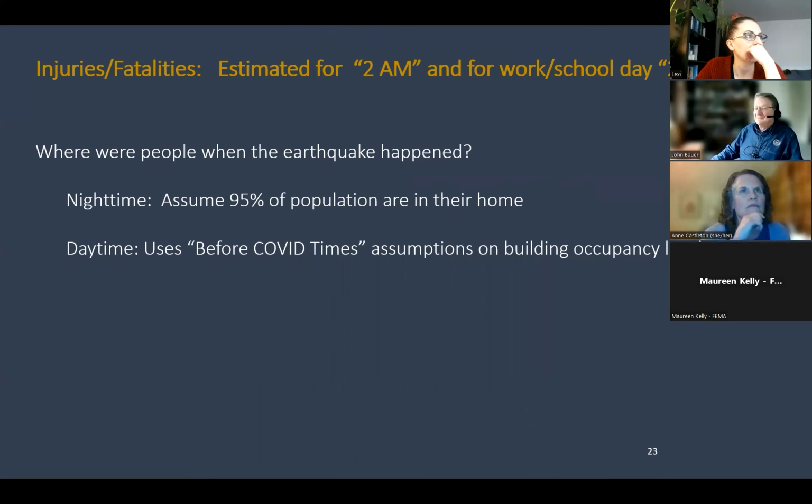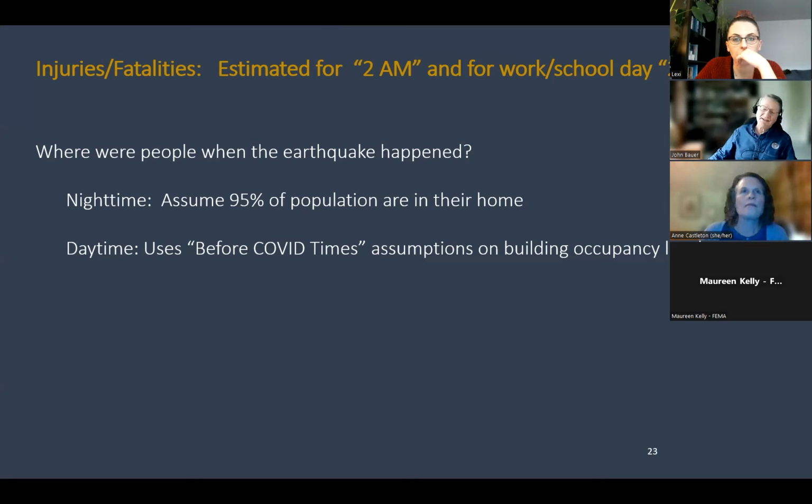Okay, so the assumption here is 95% of the population are in their home. The other 5% are in 24/7 centers, or they're still out clubbing. The daytime assumption uses before-COVID times. Okay, now we all know the question of, well, what about commercial office space? We don't know what the new normal will be. However, educational buildings are occupied, some of them less resilient than the homes that the students live in at nighttime.